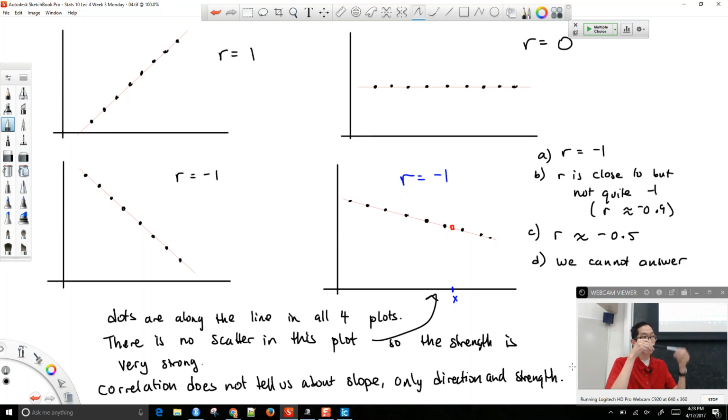So the slope doesn't have anything to do with it. It's just how much scatter there is. If they're all in a perfect line, then there's no scatter, and r is either +1 or -1, depending on whether there's a positive or a negative relationship. Okay, is that all right?